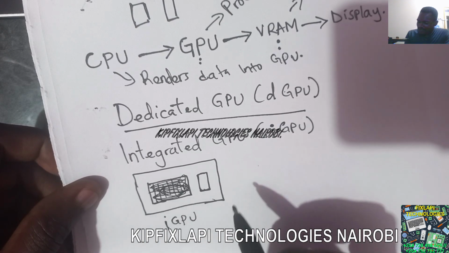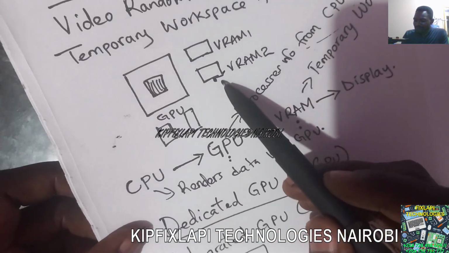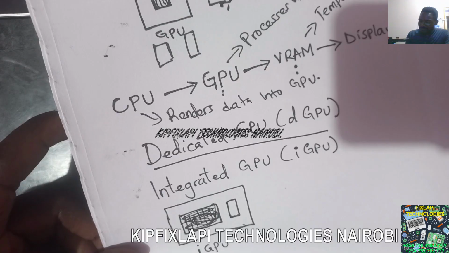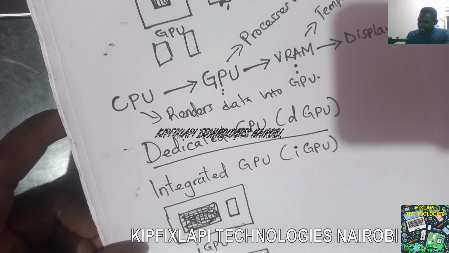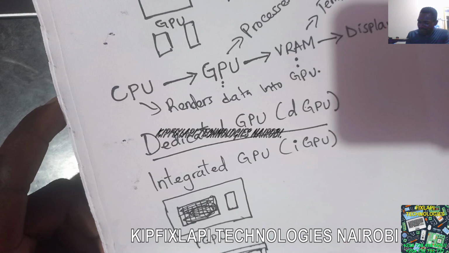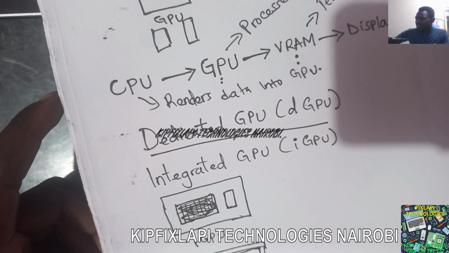Now that GPU, instead of having dedicated VRAMs, like these dedicated VRAMs here, will use the normal RAM of the laptop. So here you will have the RAM slot or the RAM stick. The integrated GPU will be using this RAM stick instead of VRAM. For example, this one, you can see.